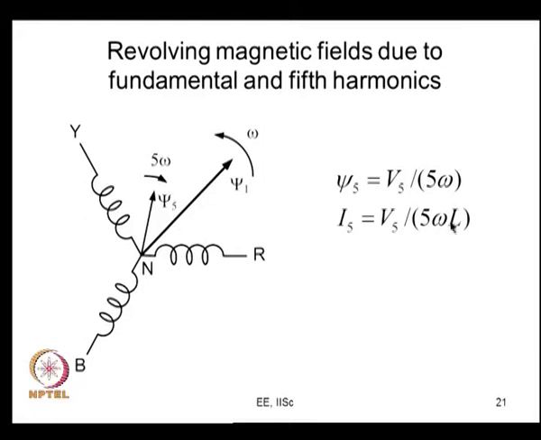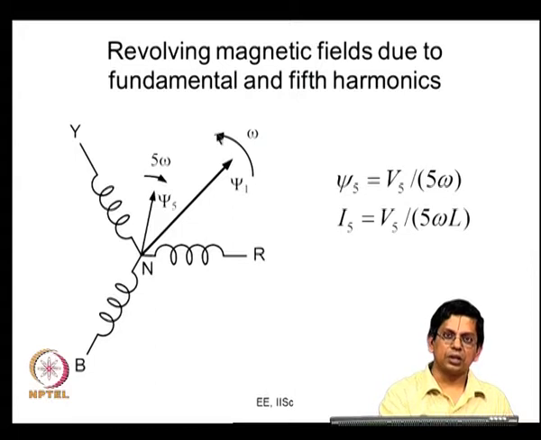So, in some sense these two equations sum up the effect of the fifth harmonic voltage applied on the machine. This is the fifth harmonic flux and this is the fifth harmonic current. In the flux, it is interesting to see the magnitude, the frequency and the direction. As we already saw, the direction of the flux is opposite to that. This is in the anti-clockwise direction, whereas this is in the clockwise direction.